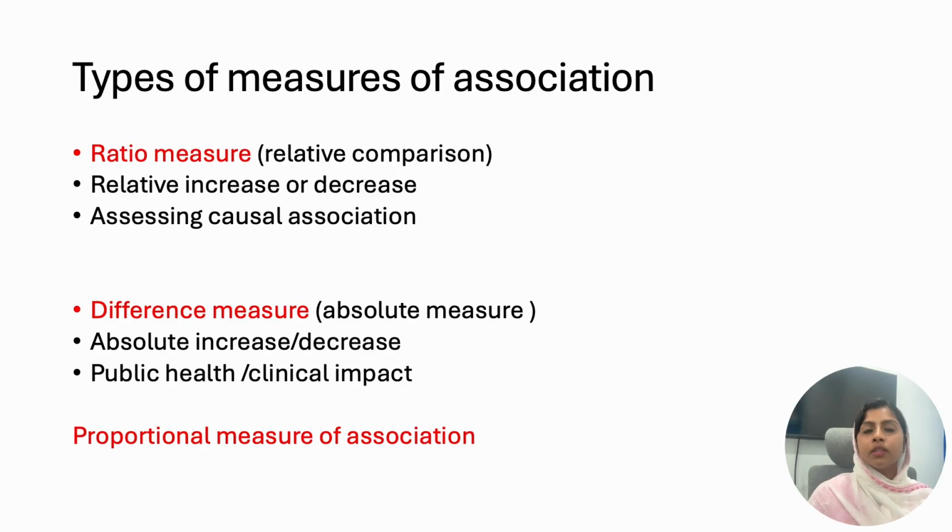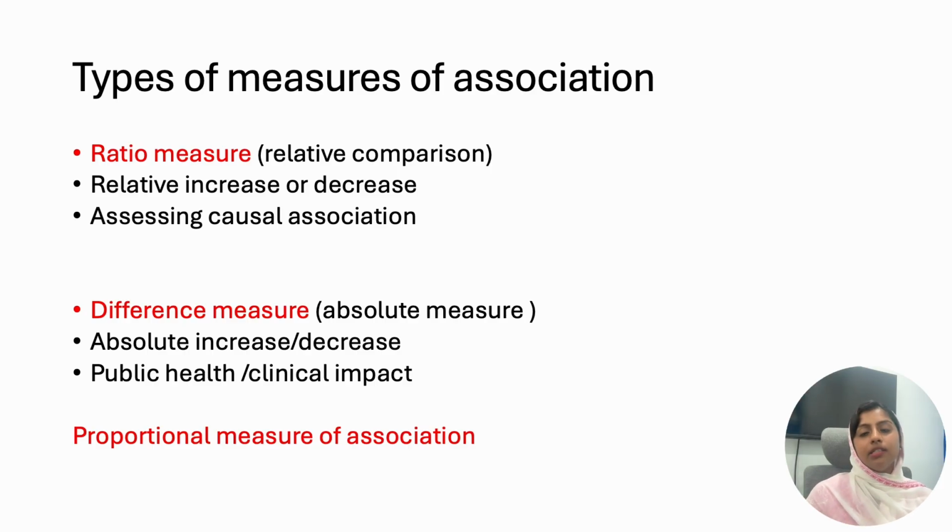For example, if you got the occurrence of lung cancer among smokers as 100, and the lung cancer occurrence among non-smokers as 50, a ratio measure would be 100 by 50, and we say there is 2 times the occurrence of lung cancer among smokers. The absolute difference would be 50: there was an absolute difference of 50 between these two groups. There was an absolute increase of 50 cases.